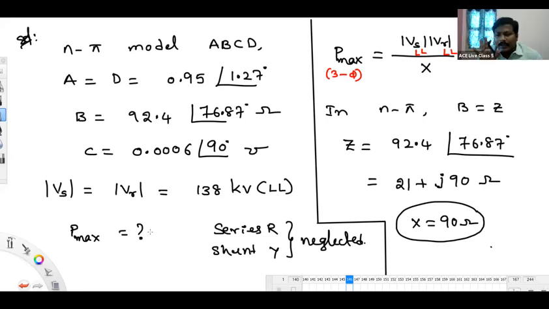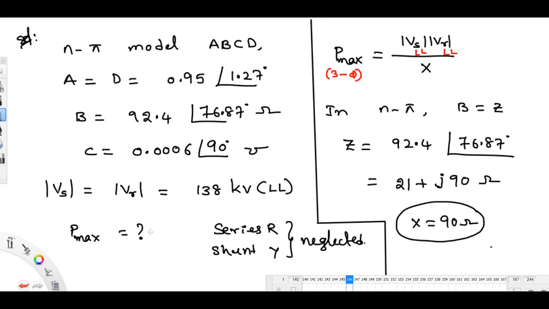After we get the ABCD parameters of the long transmission line, you use those ABCD parameters in the equations of VS and IS. So we can use it for analysis in steady state also. But while doing load flow, I can't keep ABCD parameters in that. I have to go with a model in the load flow.